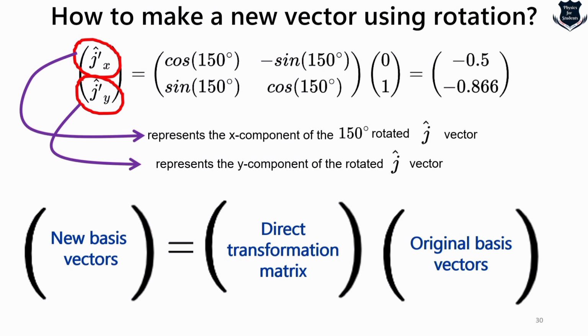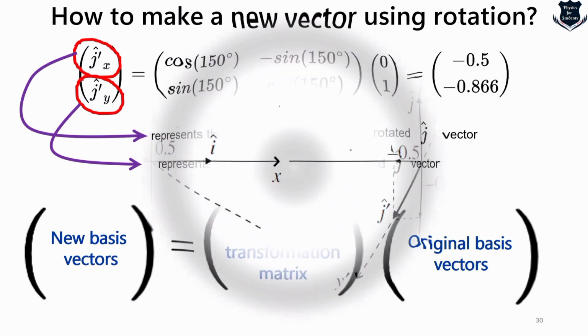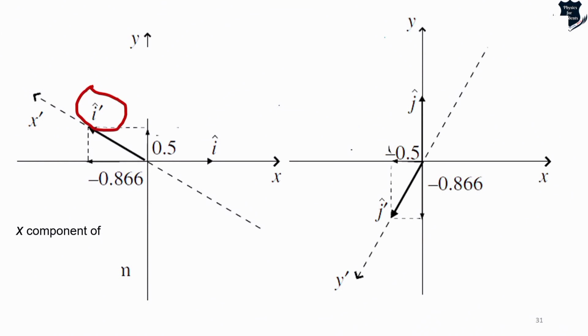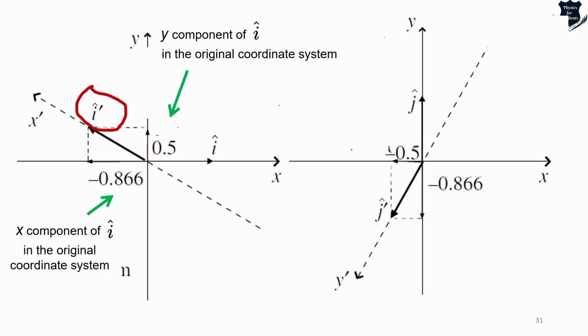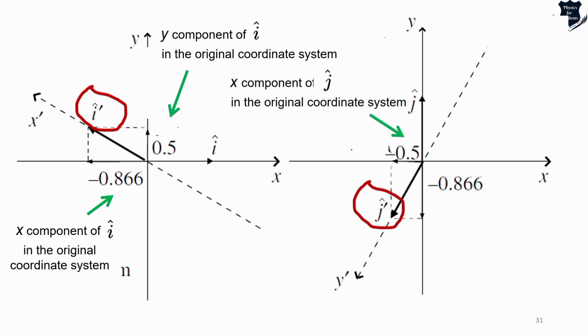Now the question is, can we see this in a diagram? Definitely. Let us look at the next part of our video. So here you see this one, I hat. This shows the y component of I hat in the original coordinate system and the x component of I hat in the original coordinate system, because I have taken the I hat. If I take the j, it shows the x component of j in the original system, and this shows the y component of the j hat in the original coordinate system.